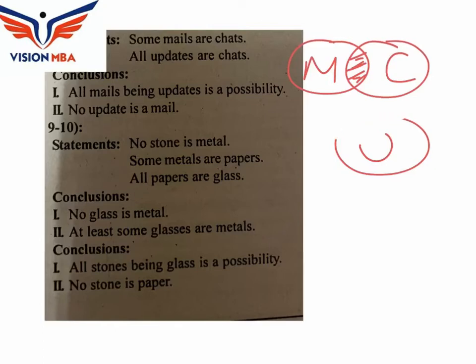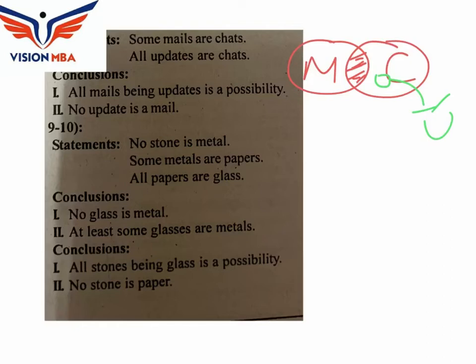Remember, if you didn't understand what needs to be done, please go through the previous part of this recording and listen to it again. I will draw a small circle here somewhere, in a different color. Let's say this small circle is the update. Now understand the conclusions here. All males being updates is a possibility.